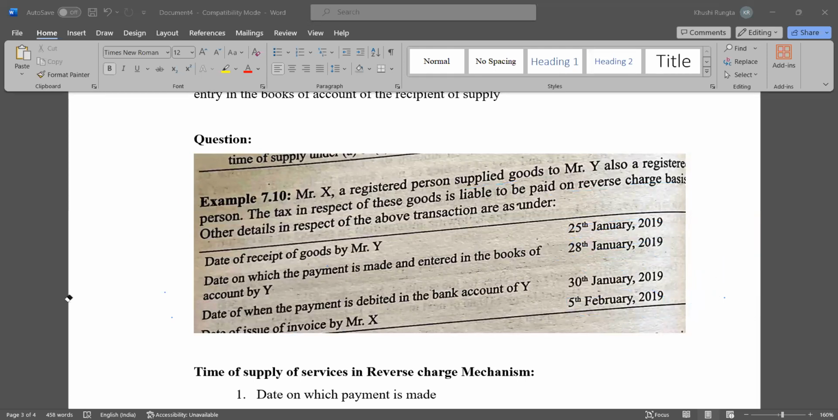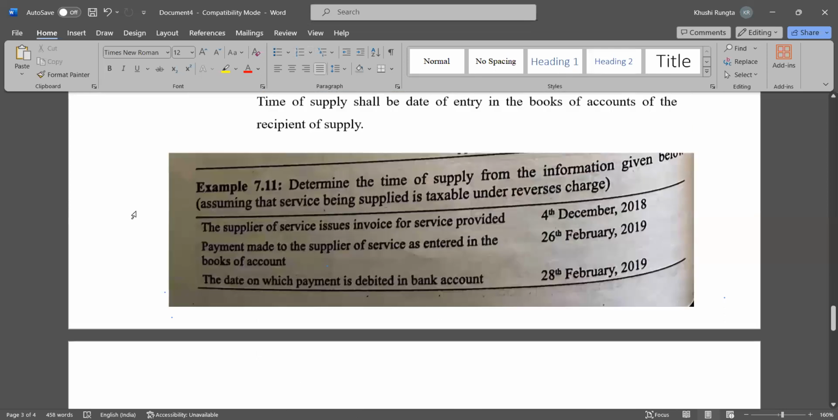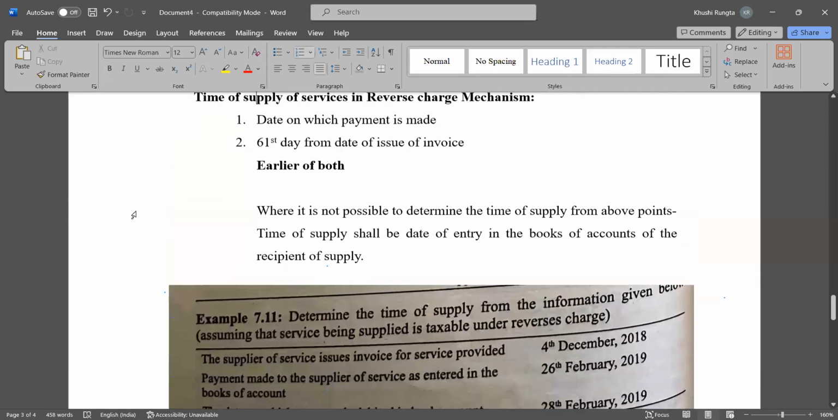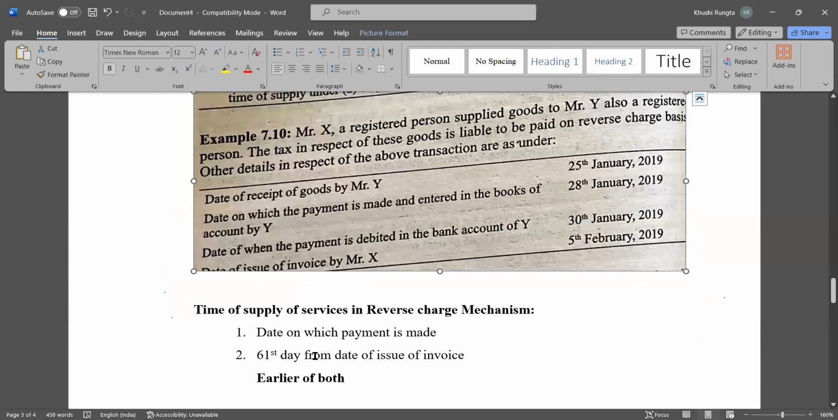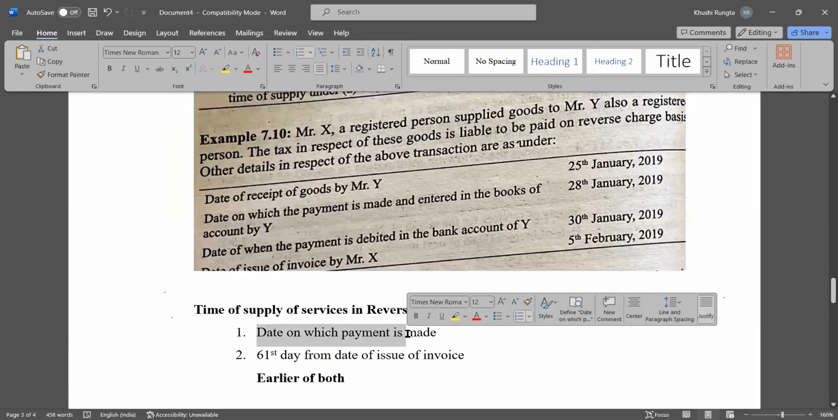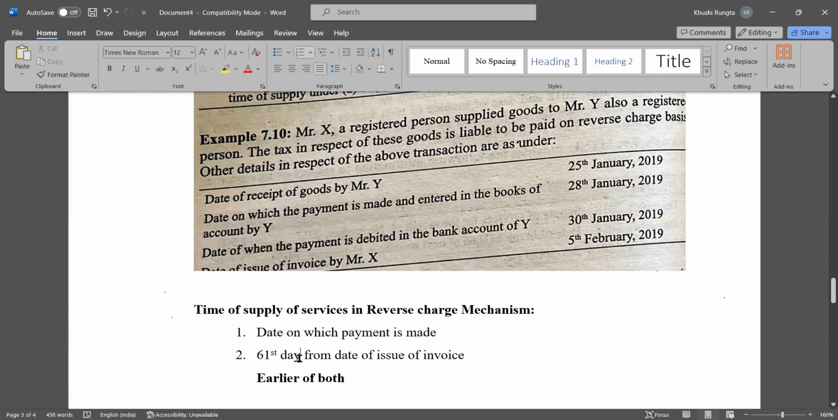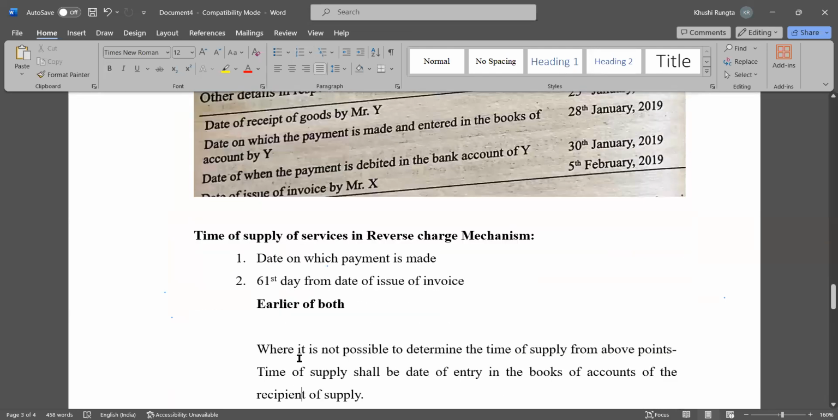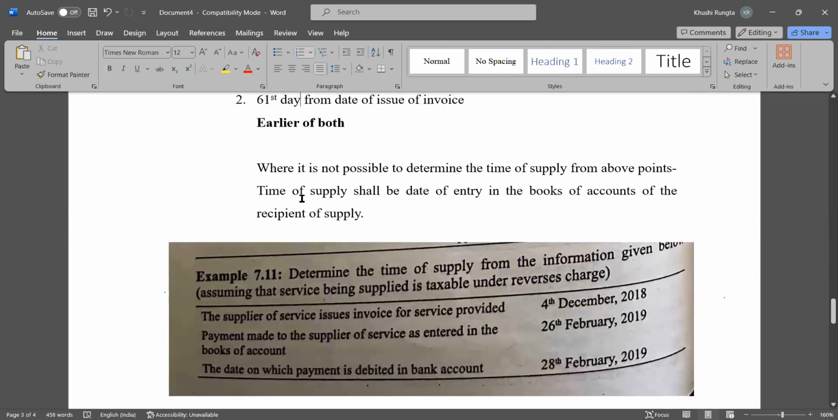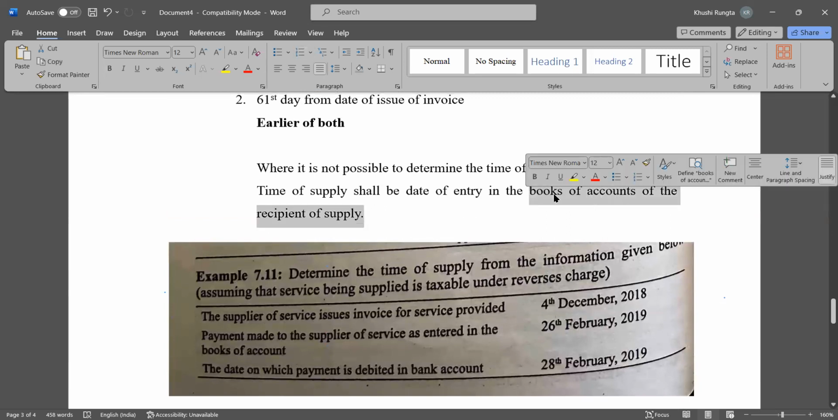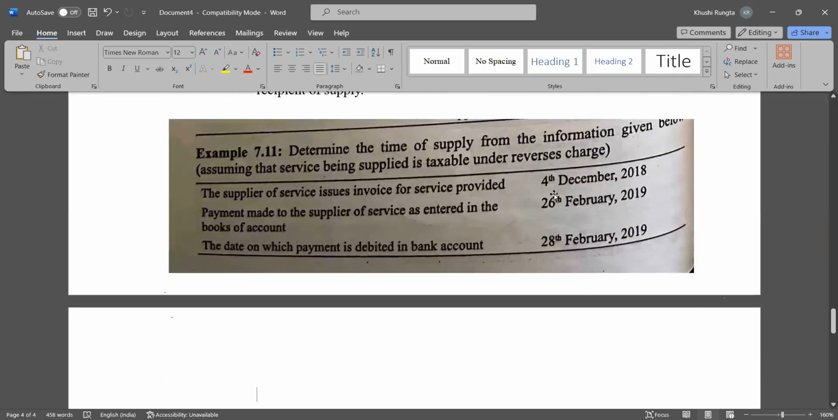Okay. This is for supply of goods in reverse charge mechanism. Next, we have time of supply of service in reverse charge mechanism. In this, we have two conditions. You will see the date on which payment is made or the 61st day. In supply of goods under reverse charge, we have the 31st day. In this, we have the 61st day, whichever is earlier of both. And when both are not applicable, you will see the date on which it is entered in books of account.